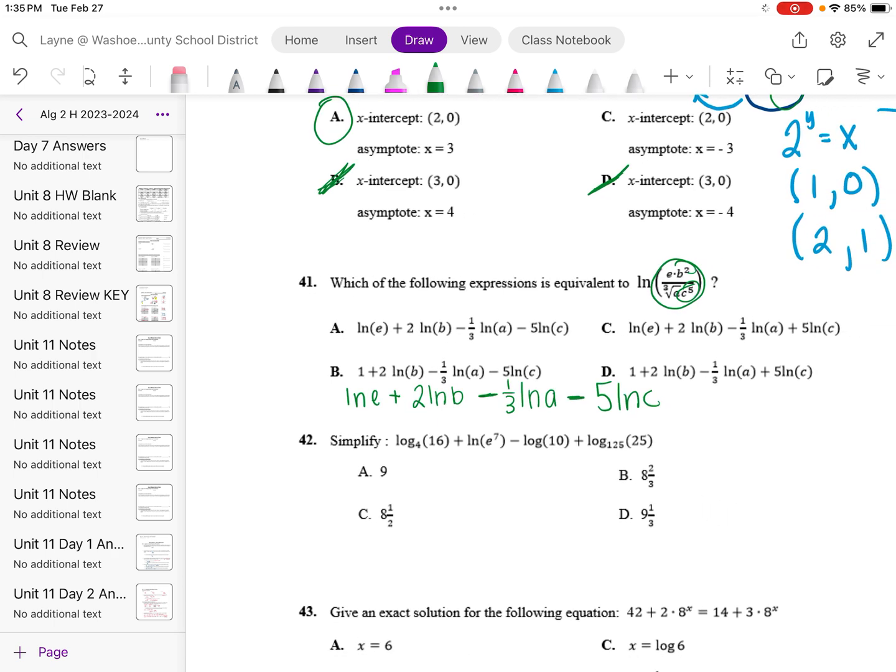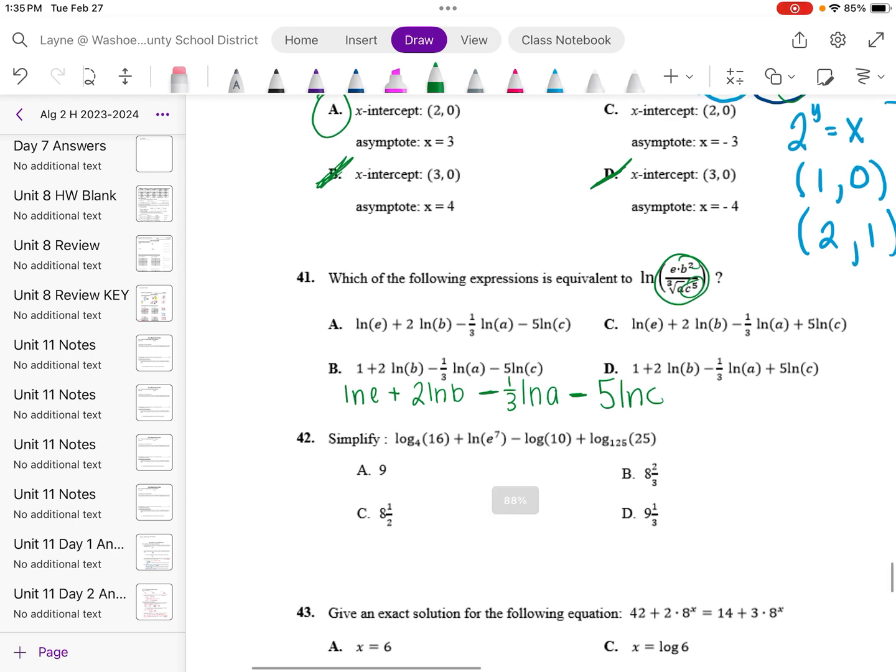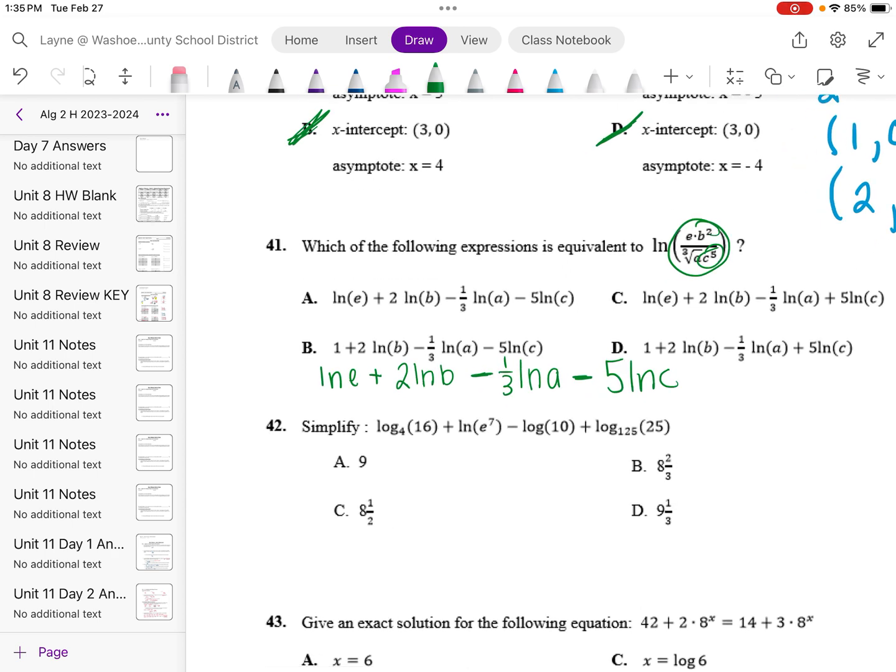So this should be our correct answer. Oh, wait, I just realized something. Natural log of e is here, but here they had 1 instead. Natural log of e can be simplified. Natural log and e cancel each other out, and what it reduces to is whatever the exponent was. Even though there wasn't anything written, there was an exponent of 1. So this should be 1 plus 2 natural log of b minus 3 natural log of a minus 5 natural log of c. I think the correct answer should be b.